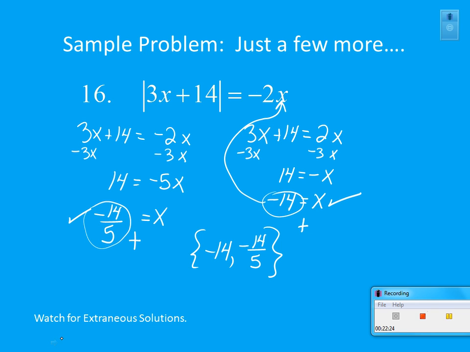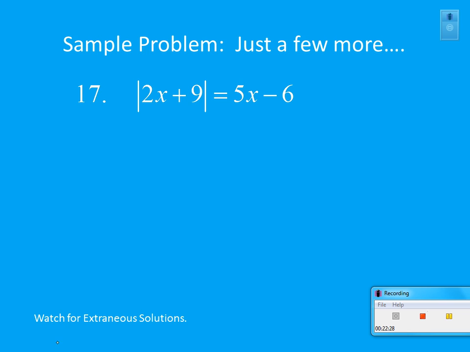And then my last one. There's a variable on both sides, so we got to check for those extraneous solutions. So when I set this up, I've got 2x plus 9 equal 5x minus 6. And I also have 2x plus 9 equal negative 5x plus 6. The opposite of 5 was negative 5. The opposite of negative 6 was positive 6.